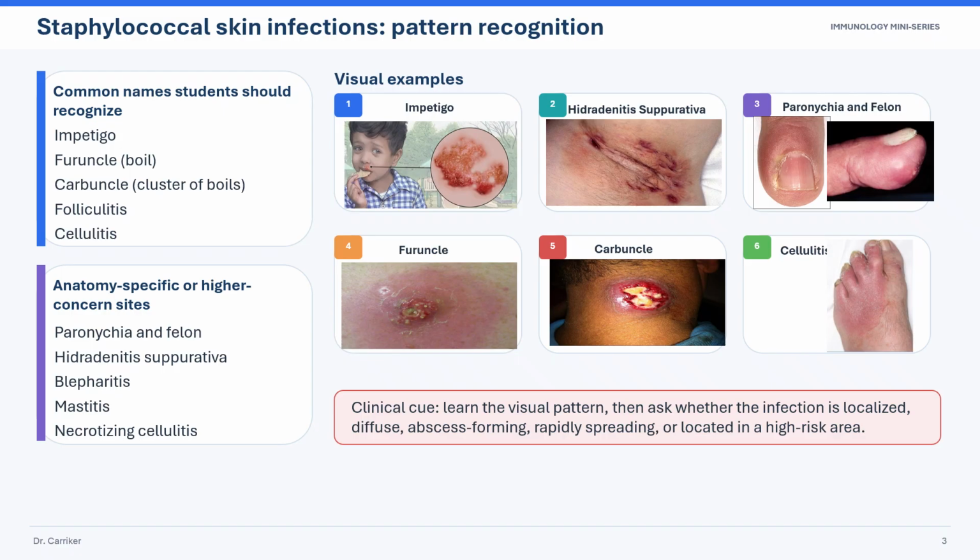So the teaching point is that staph can show up in many different forms, and we need to learn the visual patterns and the sites where these problems commonly develop.